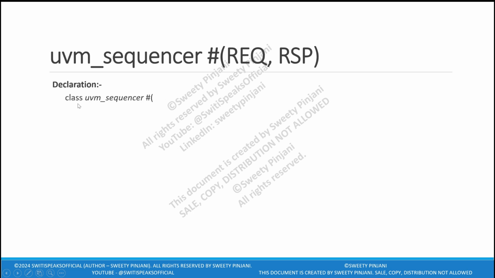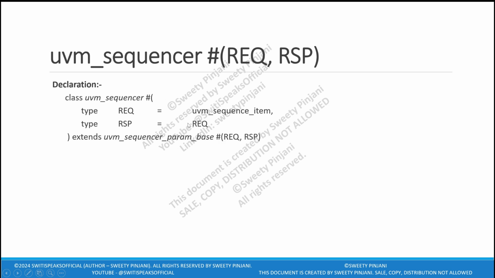This is how it is. Class UVM sequencer, as I said, it takes two parameters. One is request and it will be of type sequence item. What is sequence item? We are going to discuss in the upcoming lectures. Then there is a response, and response and request are usually of same type. This in turn extends from UVM sequencer param base, which also has two parameters, request and response. This is the declaration for the inbuilt class UVM sequencer, which takes two parameters, request and response.